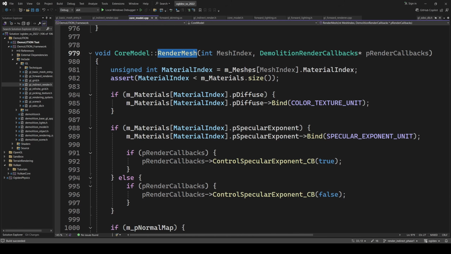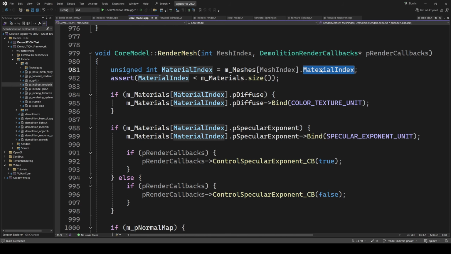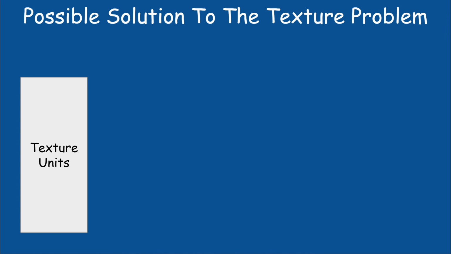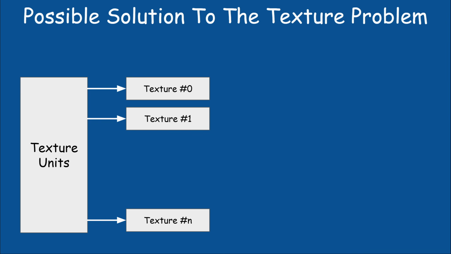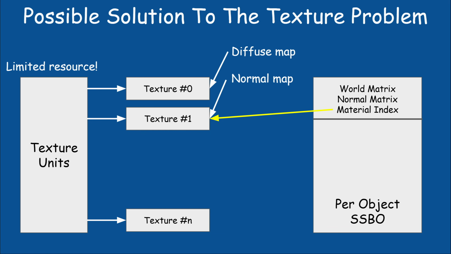If we take a look at how we render a single mesh, we can see that the mesh's vector contains a material index, and this index is used to access the material's vector, and then we can bind a diffuse texture. We can bind all the textures of all the meshes to different texture units and include the index of the texture unit in the per object data. The problem is that texture units are a limited resource, and in the case of a complex model, it's quite common to run out of texture units. Also remember that each mesh may include a diffuse texture, a normal map, and more, especially in the case of physically based rendering.